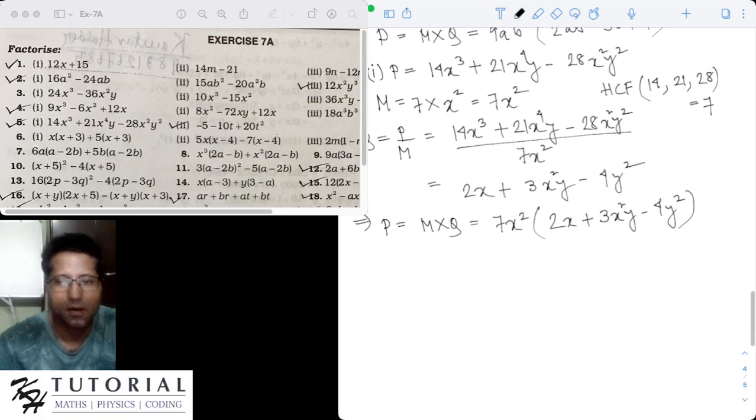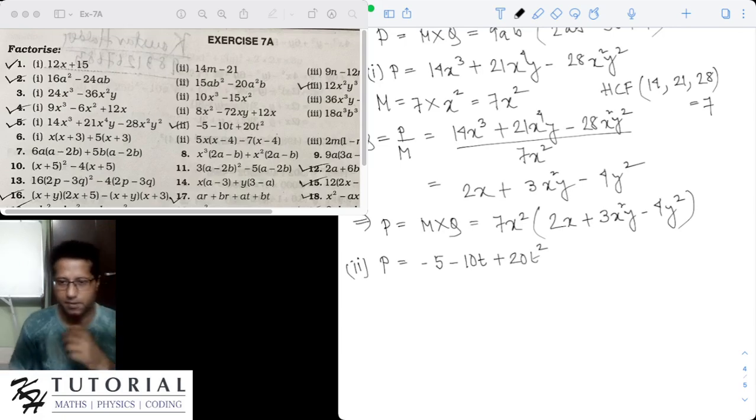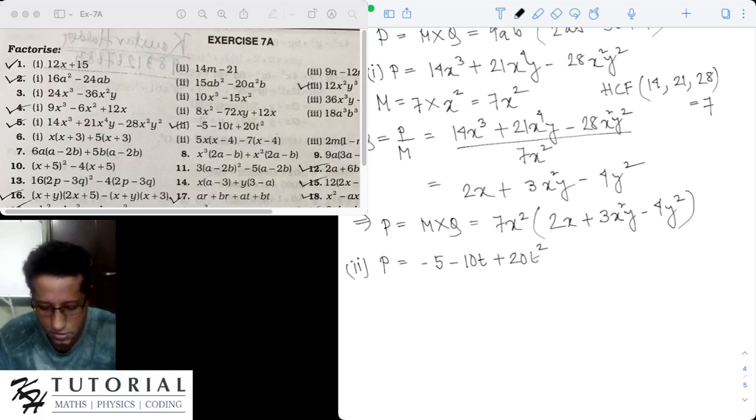let's do part 2. The given polynomial is minus 5 minus 10t, where t is the variable, plus 20t square. Now clearly you see that the variable t is not present in all the terms. The first term does not have the variable t. But is there any common factor? Of course there is, because the coefficients of the terms will have a common factor which is not equal to 1.